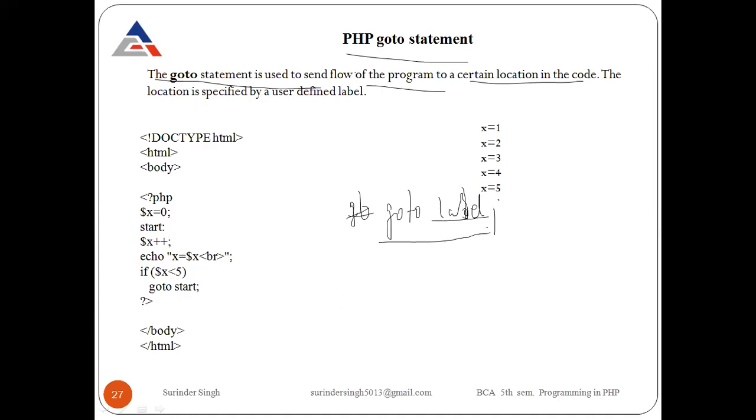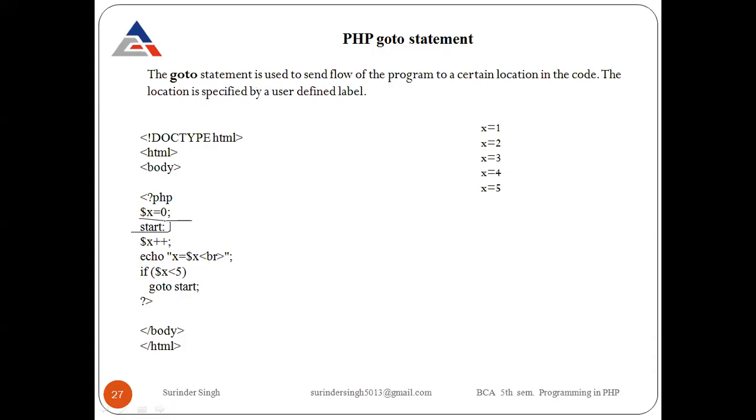Clear? And this label can be defined anywhere in the program. Like you can define it before the go to statement, or you can also define it after the go to statement. Clear? Wherever it is, control will jump to the label. Now see the example. Here we have x assigned value 0, and this is the label.